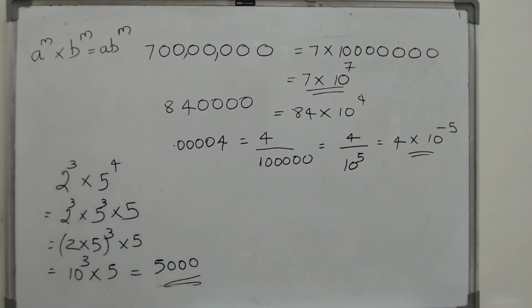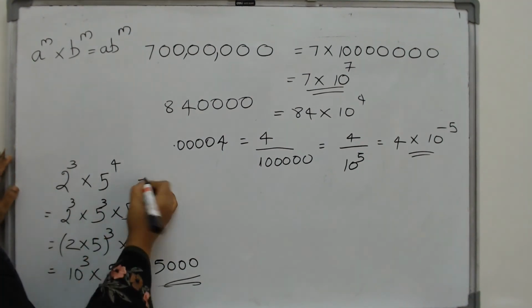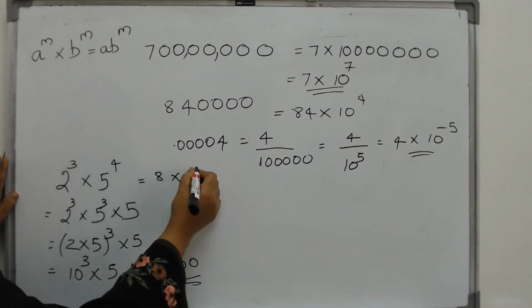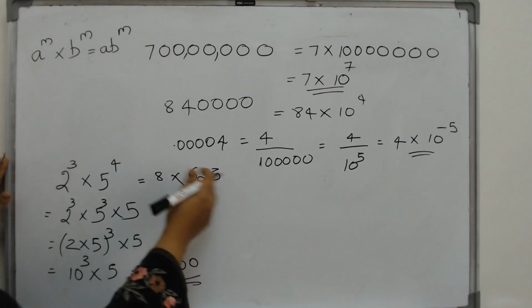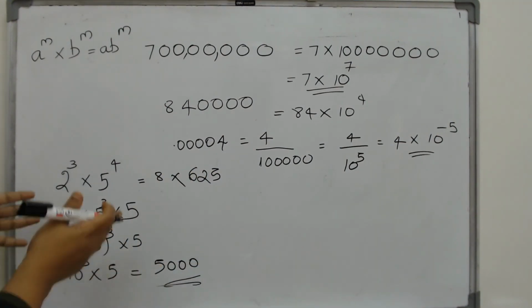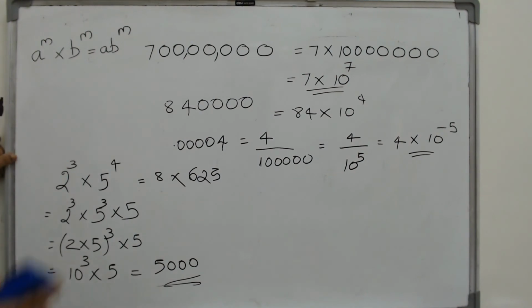Isn't that easy? Otherwise, what would you have done? 2 raised to 3 would be 4 into 2, 8. 5 raised to 4 would have been 625, and then you would have to do the whole multiplication. But then this way, it makes it easy. Similarly, I will show you one more example.